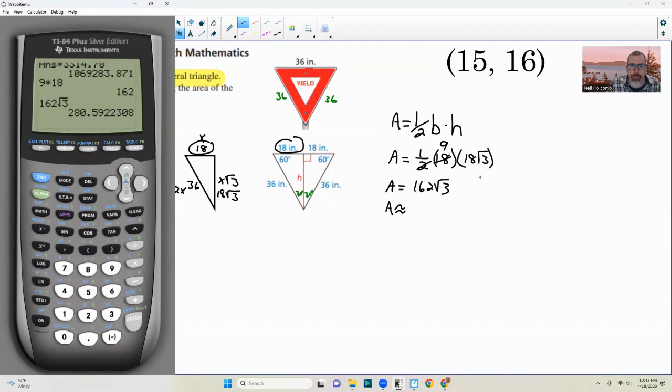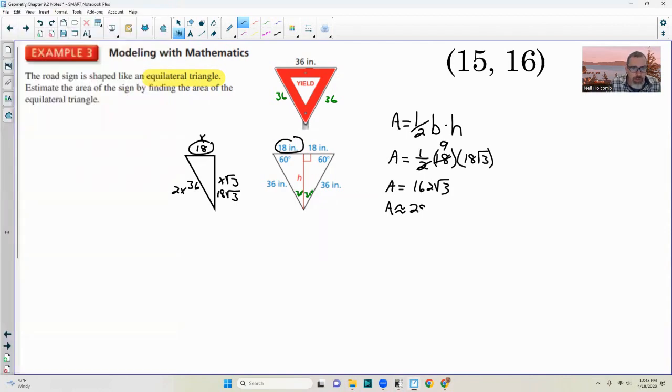Did I do that right? 9 times 18 square root 3, enter, 280. Okay, the book is showing 561. Oh, yeah, okay. So since one side is approximately 280 and a half, 280.59, okay, that's one triangle.